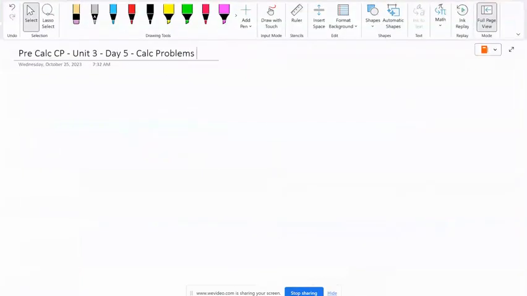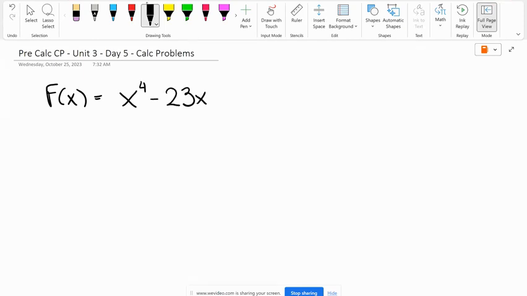Okay, guys. So we're going to talk about basically all the different levels of boundedness that we had done yesterday, but now we're going to figure out how to find it on the calculator. So I'm going to give us a function, and I'm going to show you how to do everything for that function on the calculator. So we're going to have f of x is equal to x to the fourth minus 23x squared minus 18x plus 40.